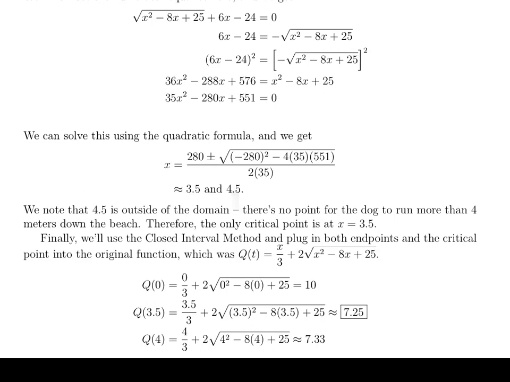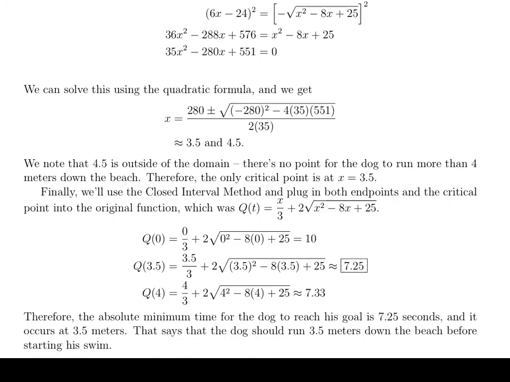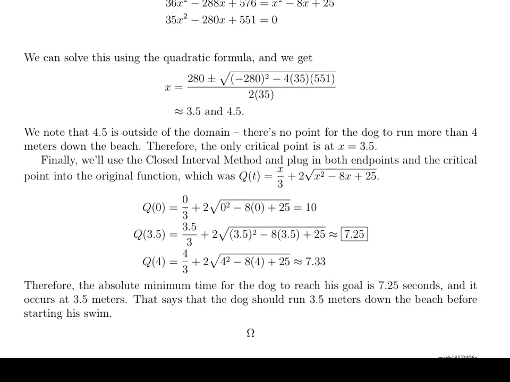All right, so I went ahead and did all that, and I got the three values, and I want to pick out the smallest one. So that's the smallest amount of time that it takes the dog to get from point A to point C. So the absolute minimum time for the dog to reach his goal is 7.25 seconds, and it occurs at 3.5 meters. So the conclusion is that the dog should run 3.5 meters down the beach before starting his swim. So he really can't do any better than 7.25 seconds. Okay, that's all for now.